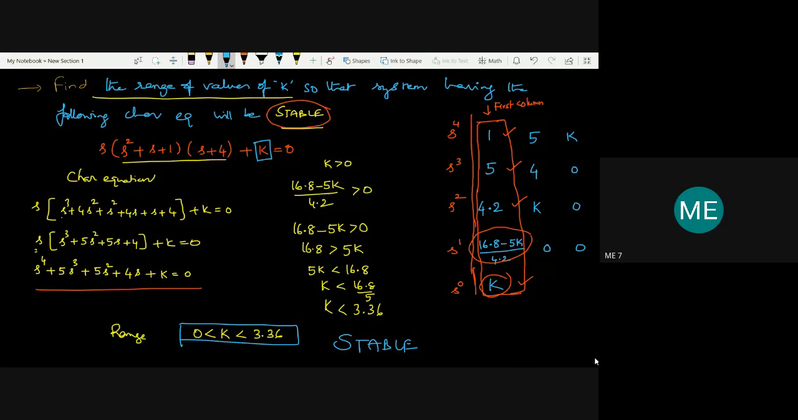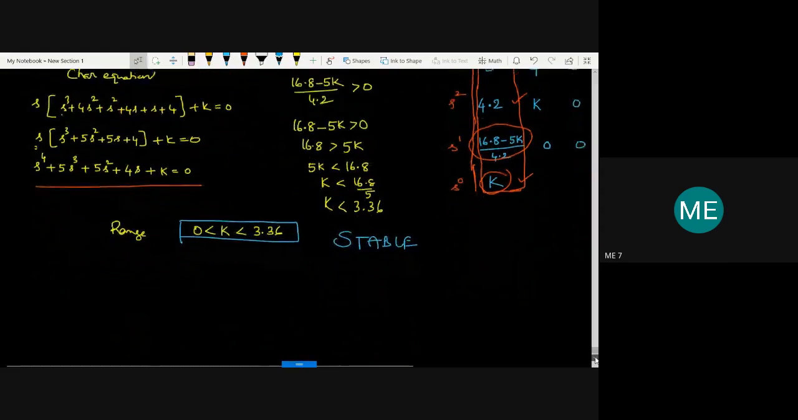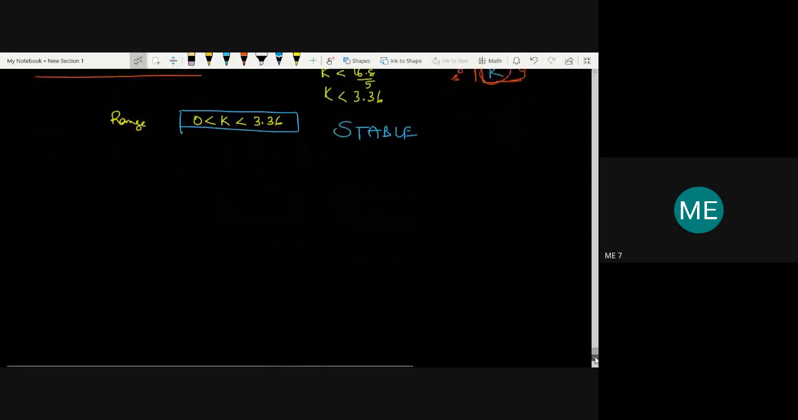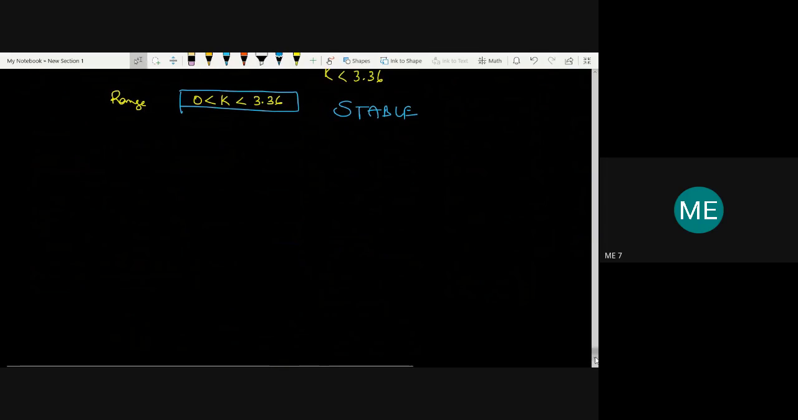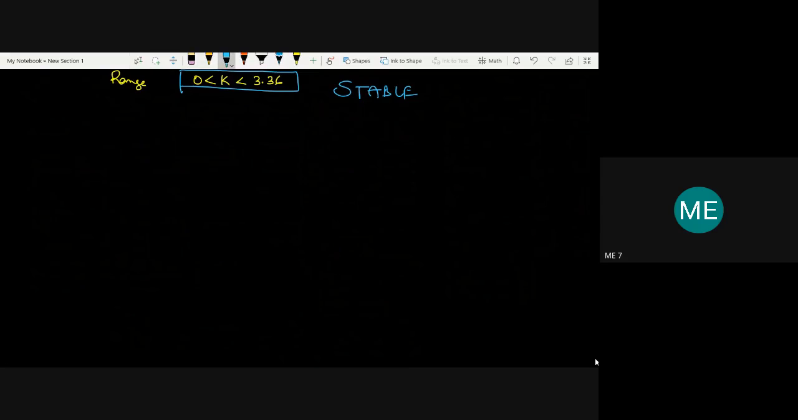Similarly, we can find a range. Say one more problem we will take, where another condition will be given, that is, the system is marginally stable or stable. Then find out some unknown parameters like that. So we'll take one more problem on this.